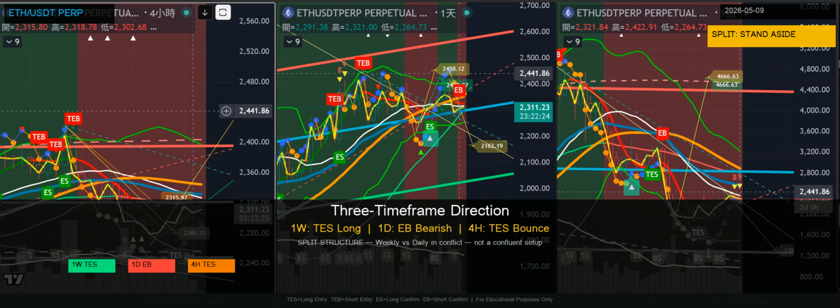After these TES signals, there has been no new weekly EB or TEB to invalidate them. Weekly bias, long. The TES at the low zone is holding, and the macro recovery attempt is still in progress.